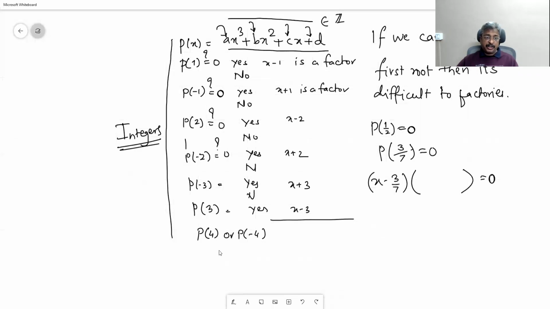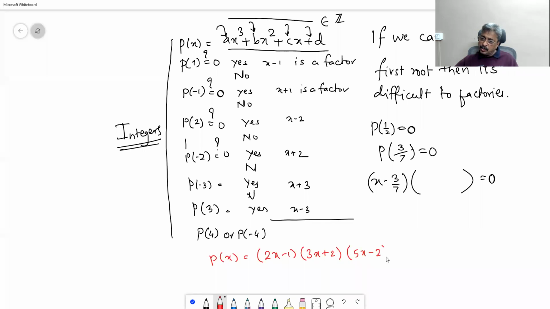Suppose I design a question deliberately. Suppose I get a cubic designed like this. P of x is equal to 2x minus 1, 3x plus 2, and 5x minus 2. Whatever cubic I develop out of this will not have an integer root because it gets factorized like this.